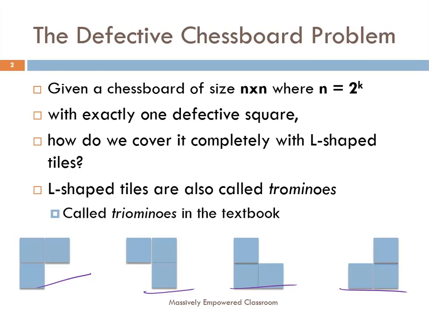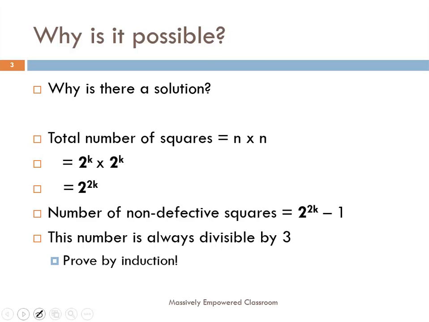So how do we, given a large chessboard of size n by n, where n is a power of 2, solve this problem of covering the entire chessboard with these L-shaped tiles, leaving the one defective square out? Now, is that always possible? You may wonder. Why is it possible? Why is there always a solution?